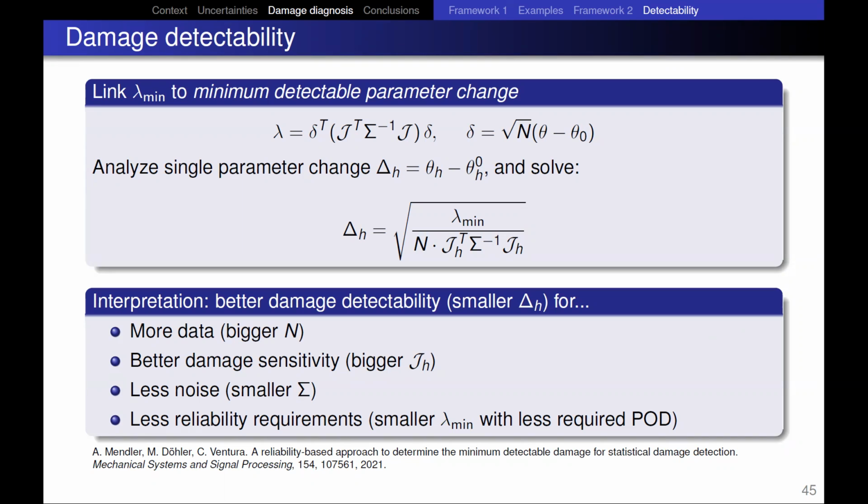So if we have more data, then we can detect smaller damages. I mean, these are quite trivial connections, but it's nice to see them in one simple formula. If our residual has a big sensitivity to the parameter, then we are very sensitive to changes in the parameter, so smaller changes can be detected. If we have less noise, so if our sigma is smaller, then the inverse is bigger and one over it is smaller again, so with less noise we have better detectability, and so on.